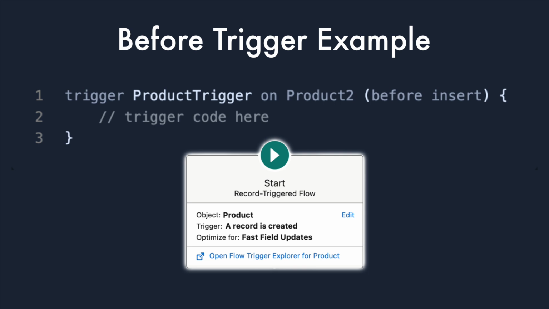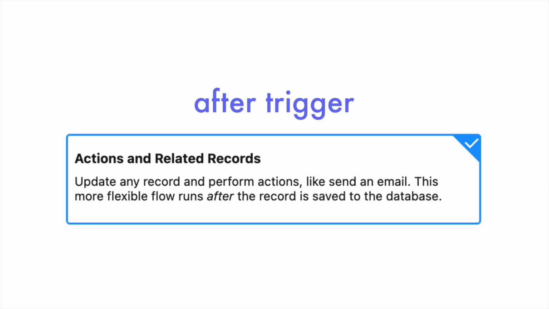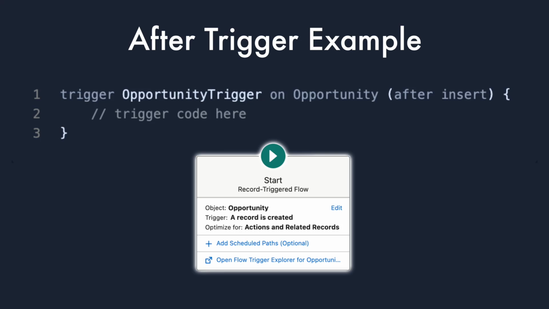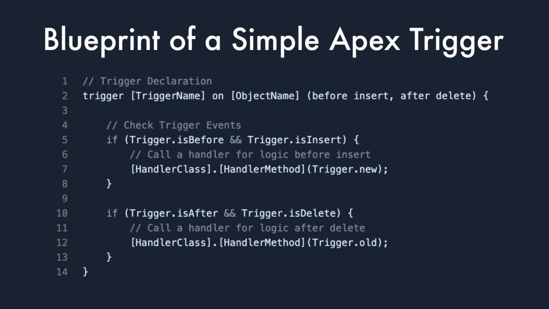this requirement. Trigger events that occur after DML operations are similar to the actions and related records option in record-triggered flows. After triggers are good for post-processing tasks like updating related records, sending notifications, or interacting with external services. For example, if we want to create tasks after an opportunity is created, we can use an after insert trigger to handle this requirement.